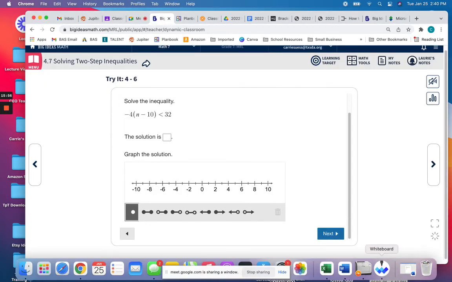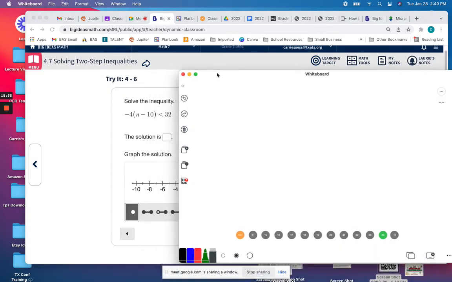All right, so here is number 5. We have -4, open parentheses, n minus 10. So that means this -4 is times everything in here. So we need to distribute. -4 times n would be -4n. Okay, then we do -4 times -10. What's that? 40.